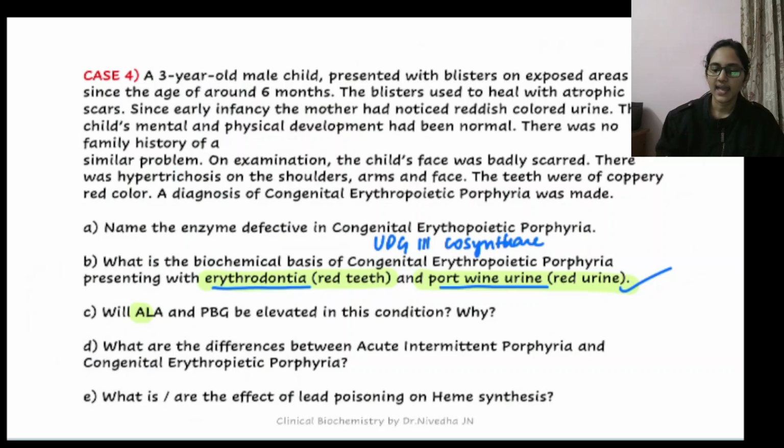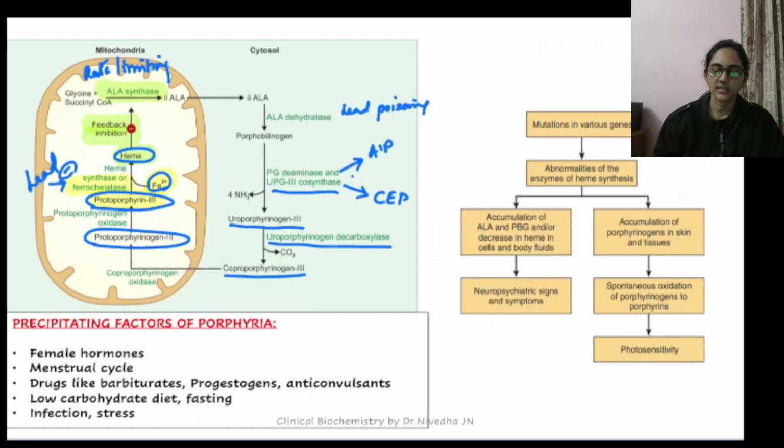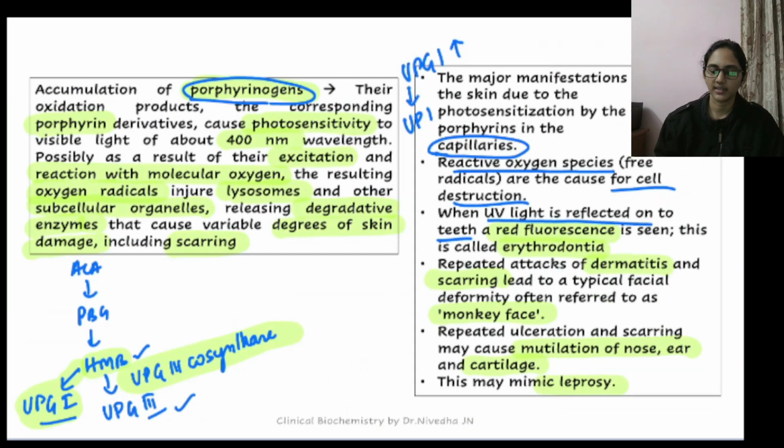Now, will ALA and PBG elevate in this condition? Yes, of course it will get elevated. If you look into the pathway, HMB is elevated. ALA and PBG can also get elevated, but mostly the UPG1 pathway is more severe. Of course, since this intermediate is there, the above precursor intermediates can also get accumulated.